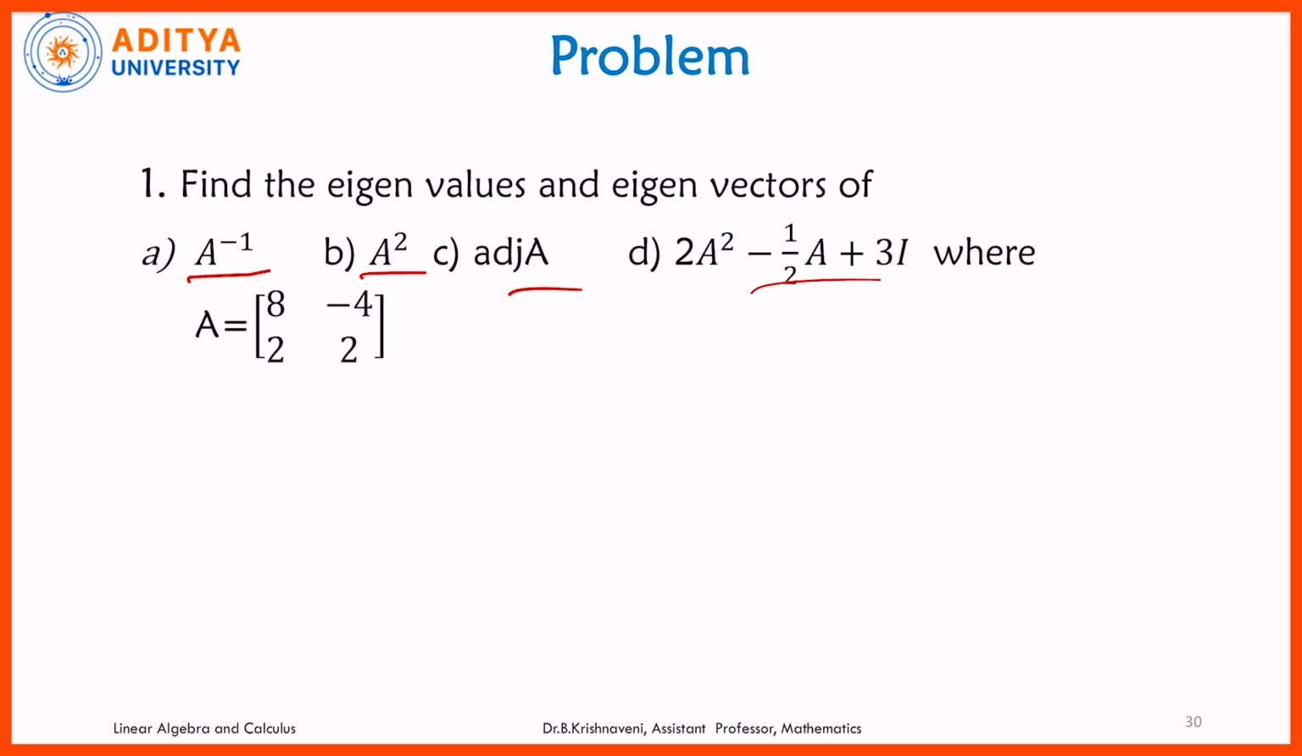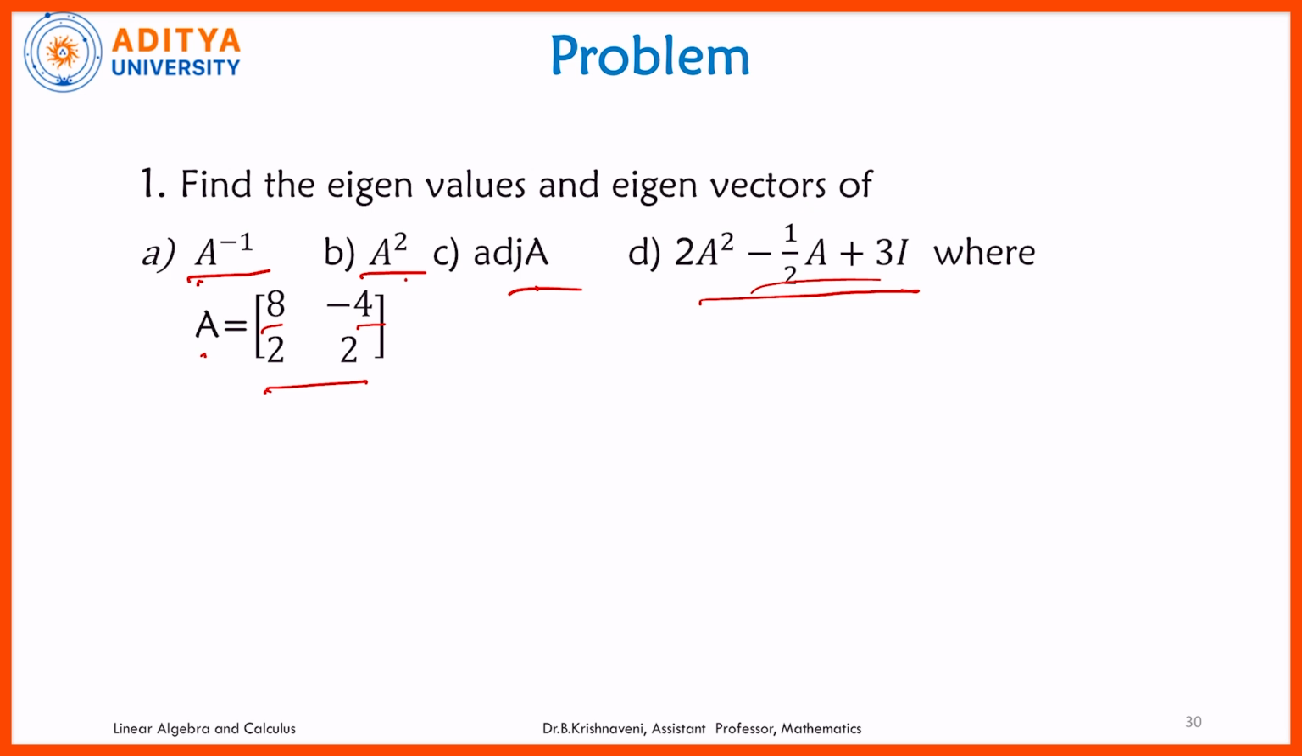question. Given A is a 2 by 2 matrix given by 8, minus 4, 2, 2. Now, in order to find the eigenvalues for A inverse, A square, adjoint A, and the polynomial 2A square minus 1 by 2A plus 3I for given A, first of all, let us calculate the eigenvalues of the given matrix.